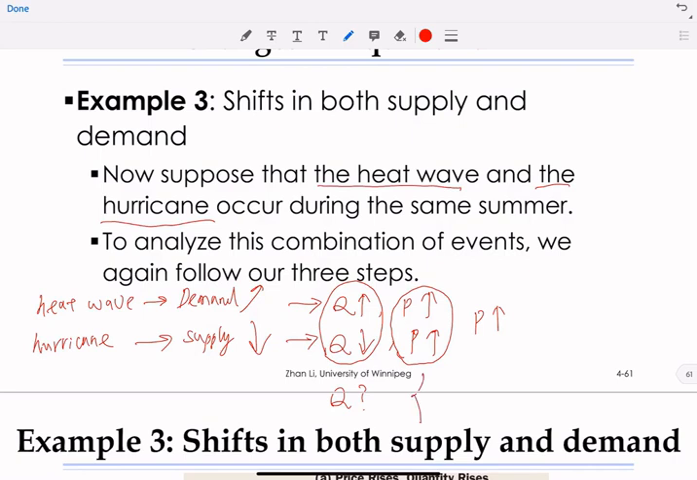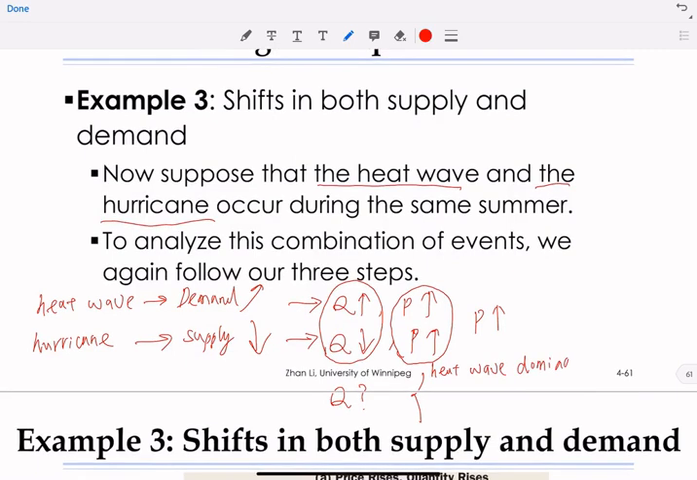Essentially, if the effect of the heat wave is more important, so if the heat wave dominates, in this case, you can see that quantity should increase. If the effect of the hurricane dominates, right, then quantity should decrease. And if the effect of heat wave equals the effect of hurricane, then Q should stay the same, right? Q should stay the same.